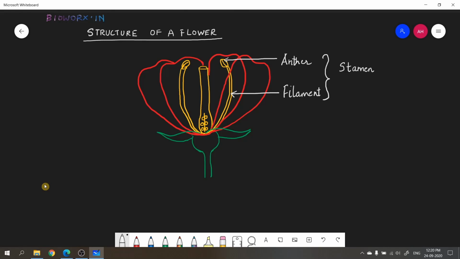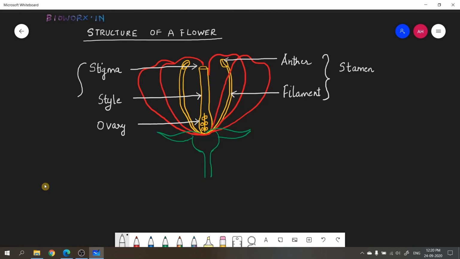That's right. Now we will move on to labeling the female part of the flower, starting with the topmost part of the flower here. This is called a stigma. I'll mention that here. This is the stigma. This is the style. This is the ovary. So stigma, style, and the ovary.